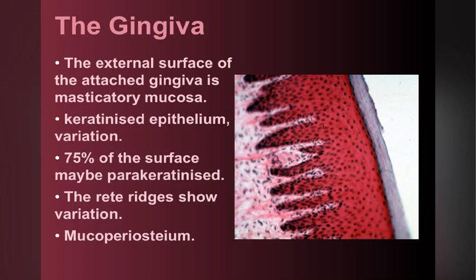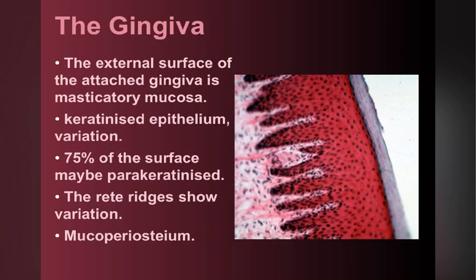The epithelium is classified as masticatory mucosa because it is keratinized, as you see here. It has a layer of keratin, and this keratin can be orthokeratinized or parakeratinized. In 75% of cases, it's parakeratinized. The remainder is orthokeratinized. The rete ridges show variations, but they are in general finger-like pointed projections.